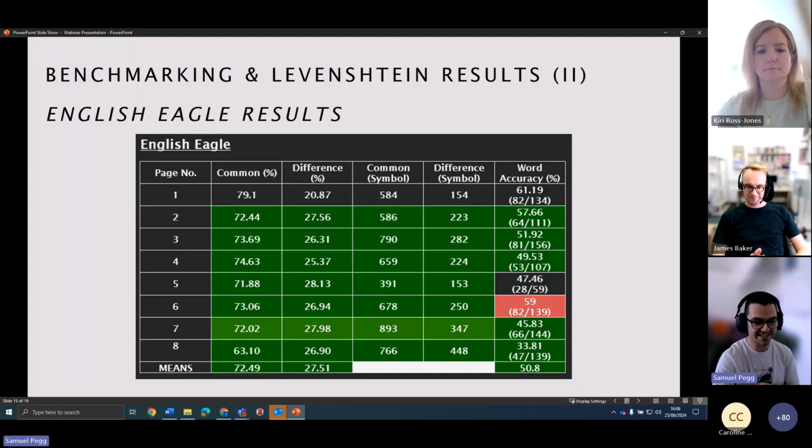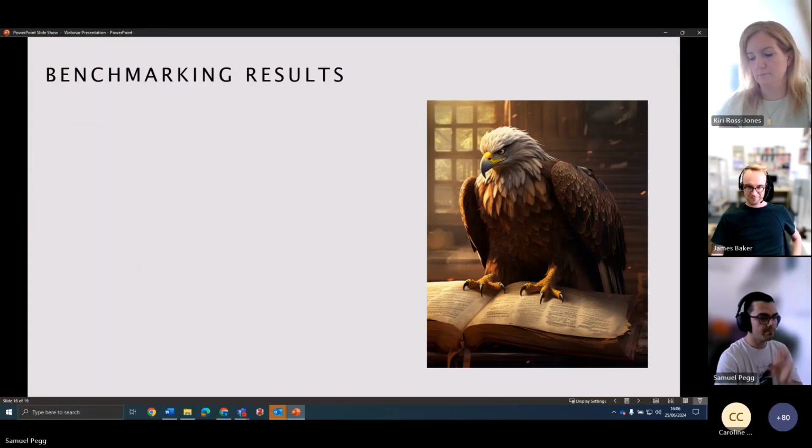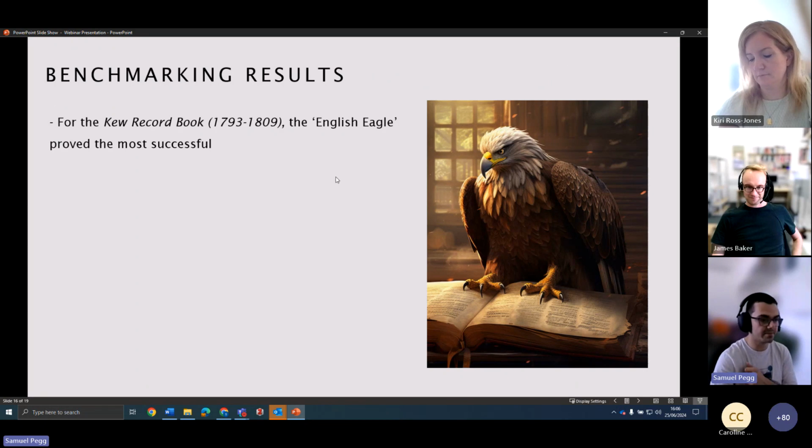And then we have the English Eagle, which has by far performed the best, offering a 72.49% accuracy rate and a 50.8 word accuracy. So looking at these benchmarking results across the board, by the way, this picture of the eagle is the image that the English Eagle uses when you click it. So I thought I'd include it as our winner.